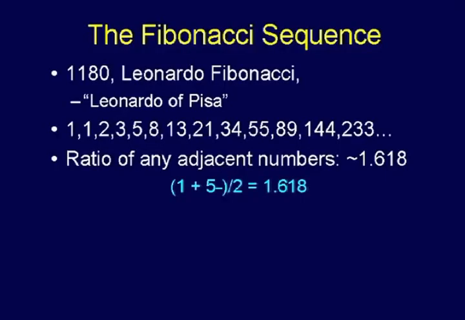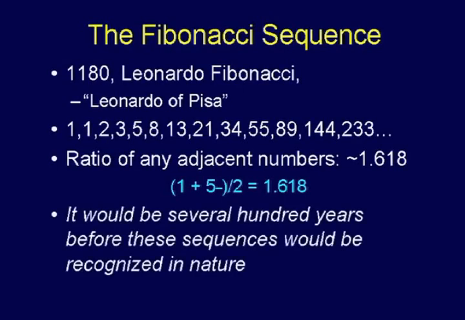It took several hundred years for people to discover that this sequence appears in nature in some of the strangest places. The ratio of any two adjacent numbers is approximately 1.6. It varies a little bit in the second and third decimal place, but it's very close to that. It was several hundred years before the significance of the sequence was recognized.